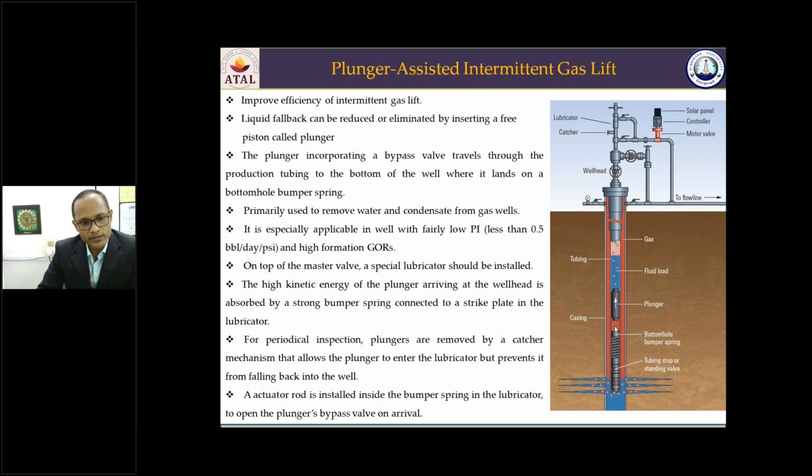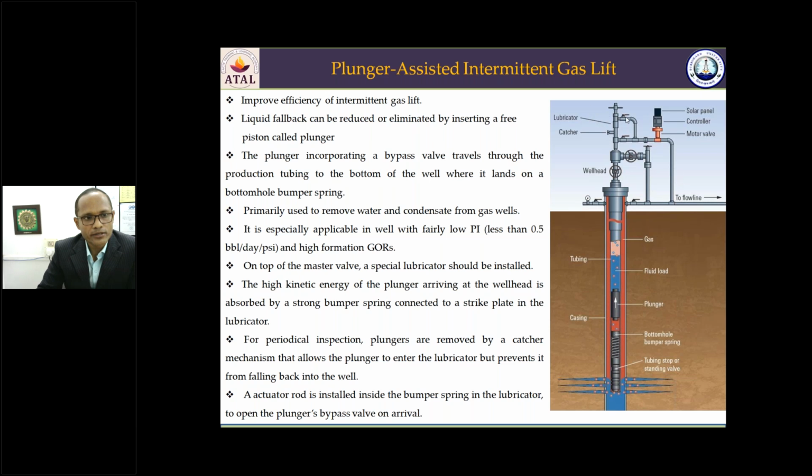So when the gas is injected, it pushes the plunger, and this plunger in turn pushes the liquid to the surface. In this way, the injection gas breakthrough and the liquid fallback are minimized. Again, when this plunger goes to the surface, it hits the lubricator. There is a catcher mechanism here. When it hits the lubricator, the bypass valve opens, and the plunger falls down. So this plunger is free to move up and down.